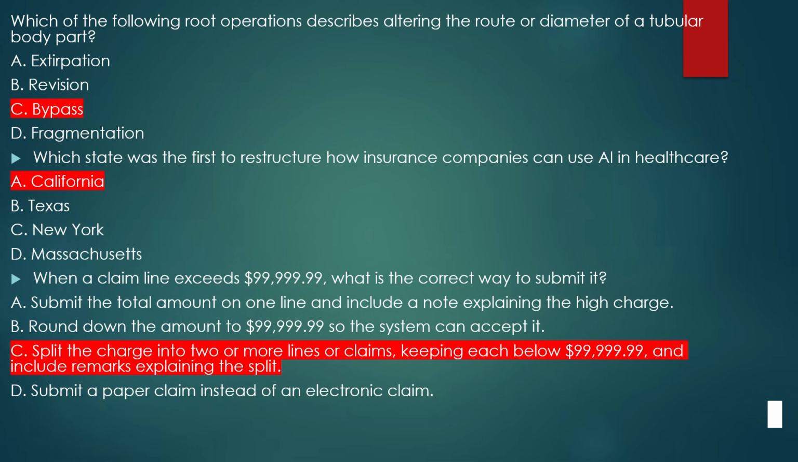A. Submit the total amount on one line and include a note explaining the high charge. B. Round down the amount to $99,999.99 so the system can accept it. C. Split the charge into two or more lines or claims, keeping each below $99,999.99, and include remarks explaining the split. D. Submit a paper claim instead of an electronic claim.